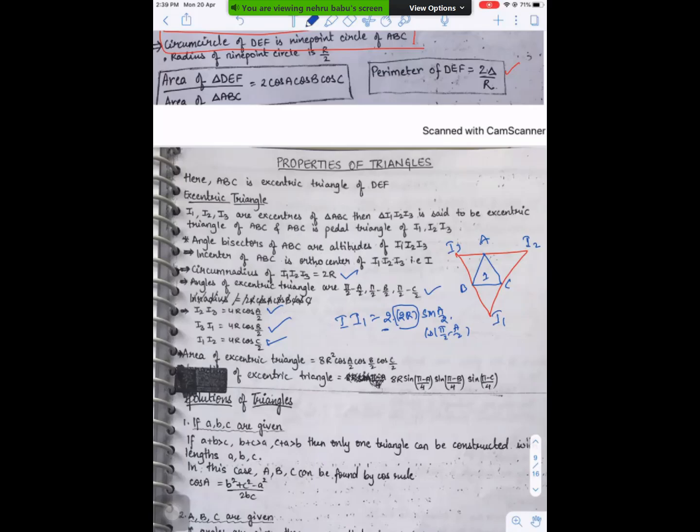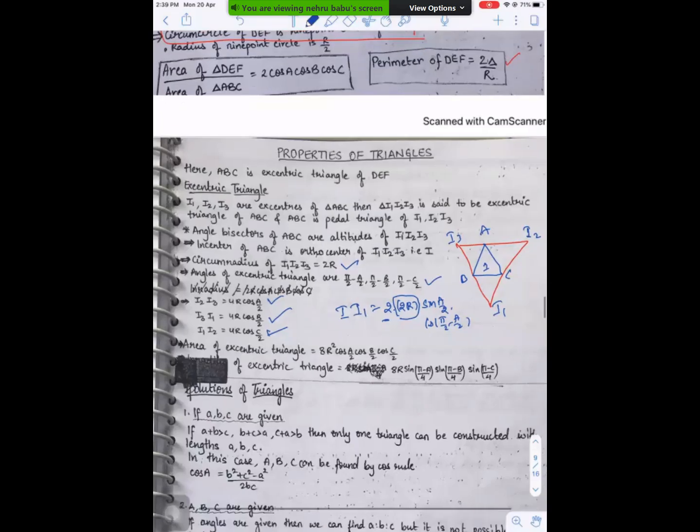Any doubt in this excentric triangle case? So we discuss the next, ambiguous case results.